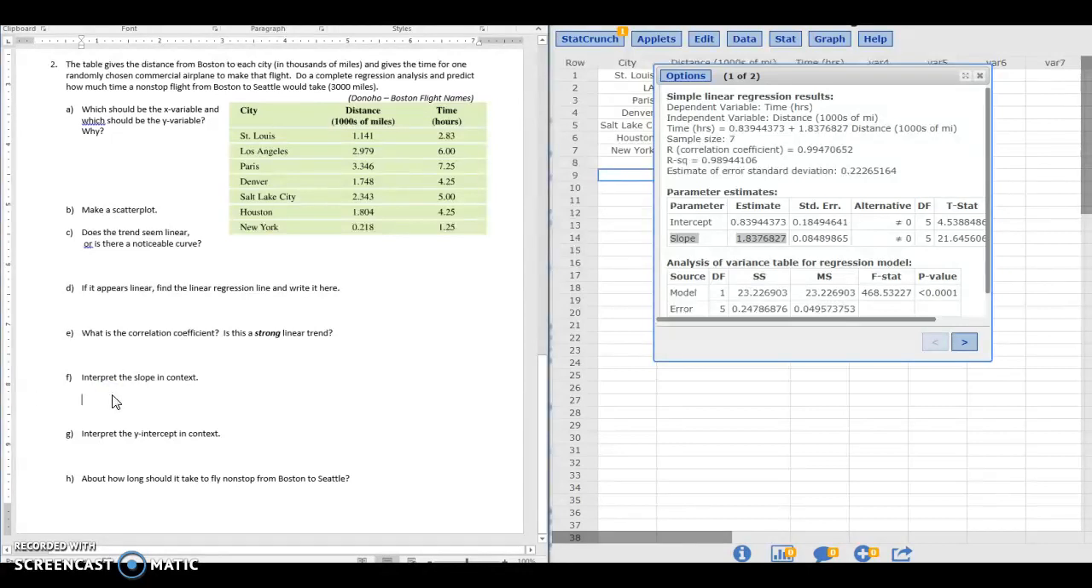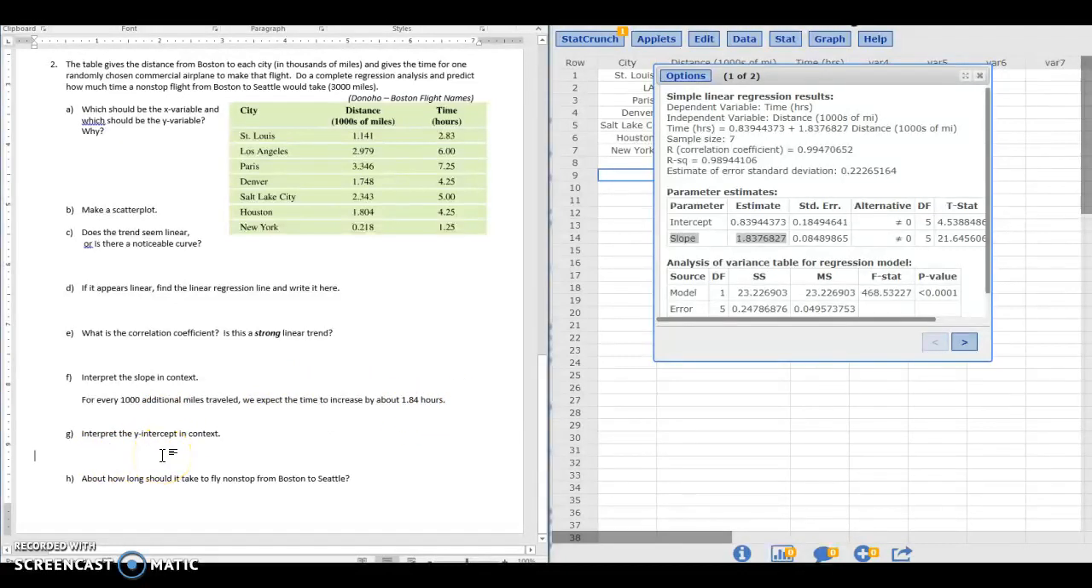So in context, what does that mean? That means for every one additional x value, so for every 1,000 additional miles traveled, we expect the time to increase by that many hours, so by about 1.84 hours. That would be my slope in context. For every one additional x, we expect the y to increase by whatever the slope is.